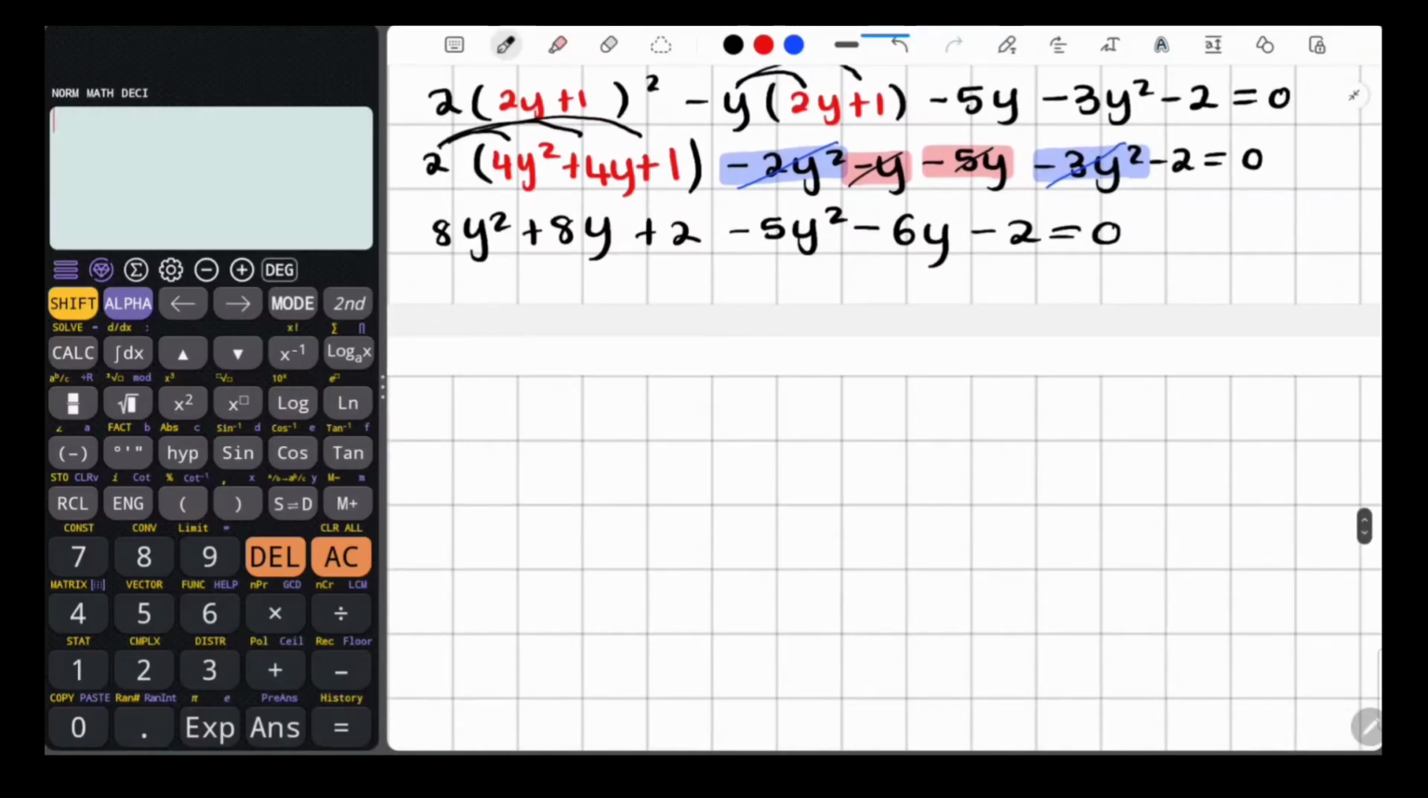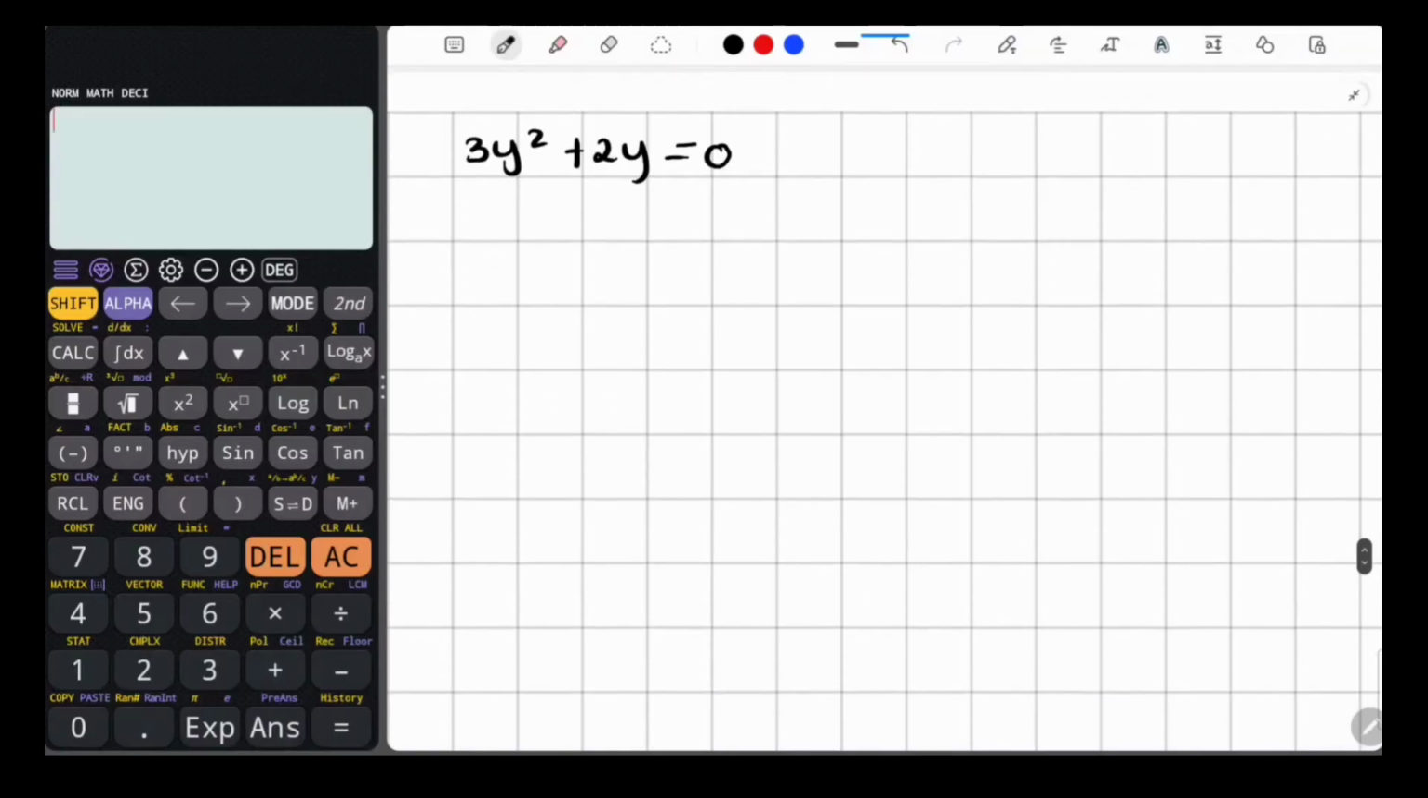And then, of course, still look for more like terms. In this one, we have the 8y squared and minus 5y squared. So that is going to give you a 3y squared. Then we're looking at the y's. We have a positive 8y minus 6y, which is going to give you a positive 2y. And then lastly, as you can see, this is a positive 2 and a negative 2, and those would cancel. 2 minus 2 is 0. So that is gone and then is equal to 0. Okay. So this is where our equation is leading us to.